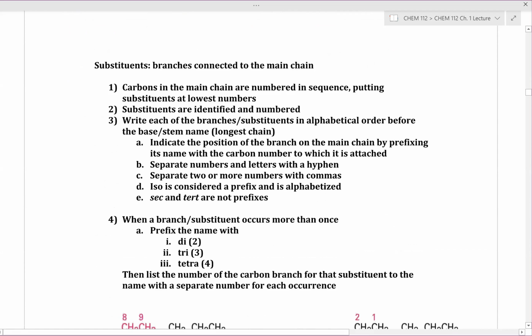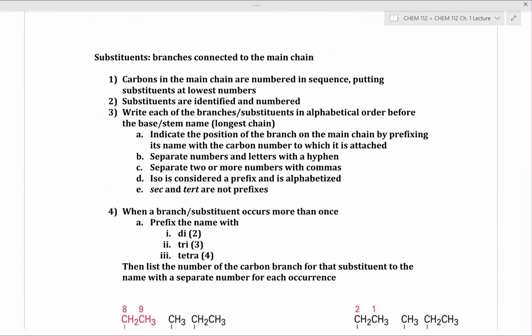Okay, now we're going to get into a very, very long set of rules that tell you how to name your substituents. And even though it's a lot of words, it's very simple in practice if you're good with the numbering method. So carbons in the main chain are numbered in sequence. And in general, you want your substituents to have the lowest numbers. Our goal is to minimize our locant numbers. Substituents are then identified and numbered. We're going to write each of the branches and substituents in alphabetical order before the base and stem name, which is our longest chain.